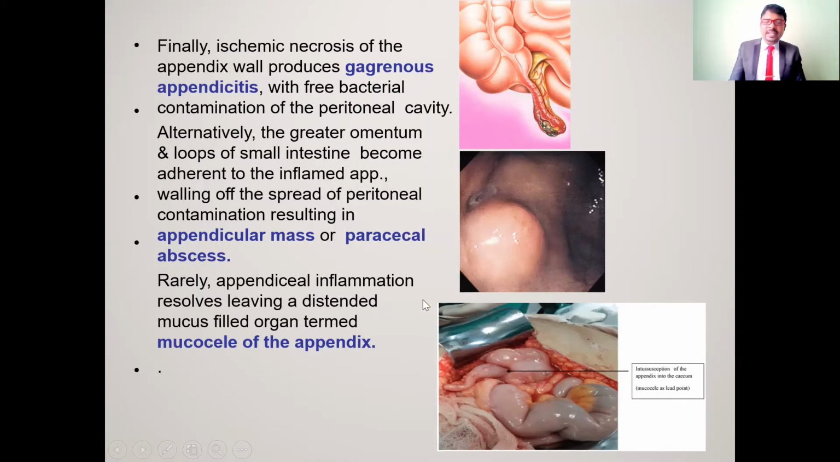Rarely, the appendiceal inflammation resolves, leaving a distended mucus-filled organ. The inflammation is resolved, but there is still an appearance like the mucosa of the appendix, with finger-like projections, like a folding or curving in the intestine, which may also be called intussusception. So these are the pathological changes commonly seen in association with the appendix.